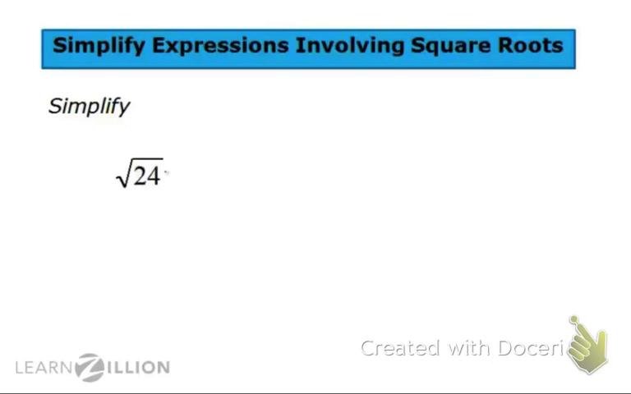Can you think of any perfect square factors of radical 24? How about 4? 4 is a factor of 24, and 4 is a perfect square. What is 4's factor partner when multiplying to be 24? It's 6. So I can rewrite radical 24 as radical 4 times radical 6. Radical 4 is equal to 2.